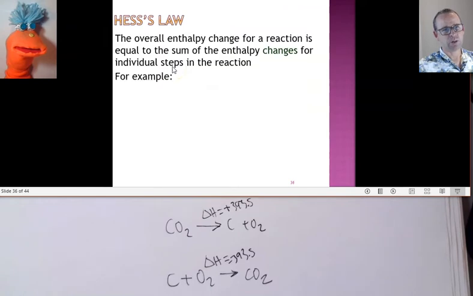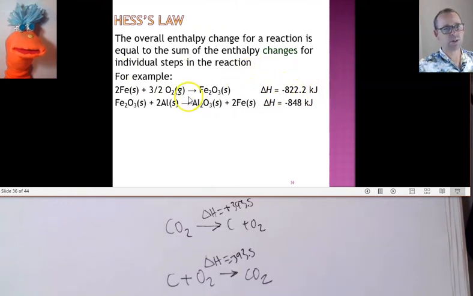Okay, so here's an example. If I have this chemical reaction where iron combines with oxygen to form iron oxide, and I know how much energy this process releases, and then I have another chemical reaction where I have some iron oxide combining with aluminum to form aluminum oxide and iron, and I know how much energy this process releases, right?